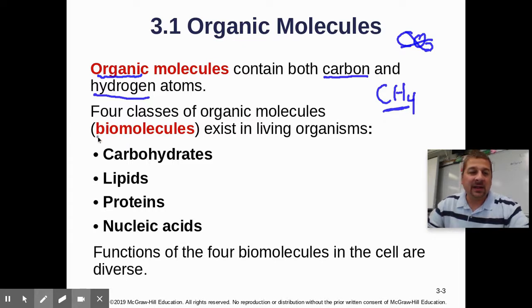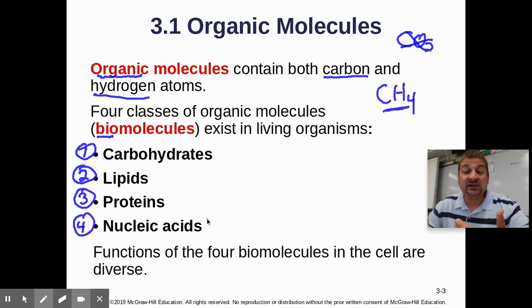There are the 4 biomolecules I just mentioned. In the next couple videos, we'll cover each one in more depth. You've got your carbs, lipids, proteins, and nucleic acids. And the functions of these 4 are very diverse. We'll touch on some of them. And then as we go throughout the year in AP Biology, some of these keep coming up again and again in different topics.